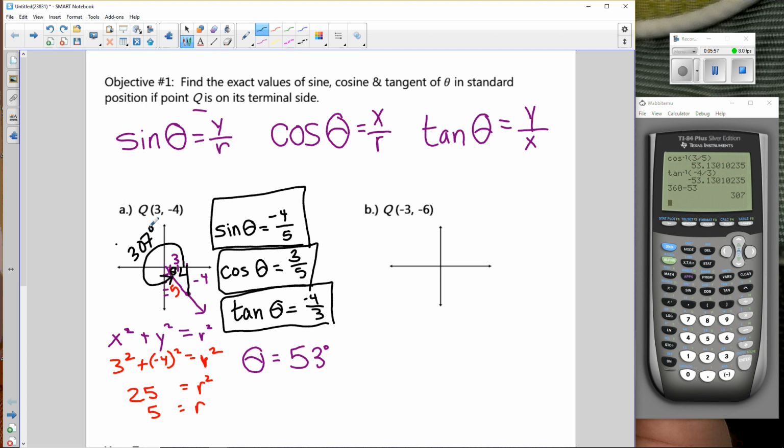Objective number 1, though, right now is just asking for the exact values for sine, cosine, and tangent. So negative 4/5, 3/5, and negative 4/3. Encourage you, pause the video, try to start B, go as far as you can. Here in about 10 seconds, I'm going to start working that one out.